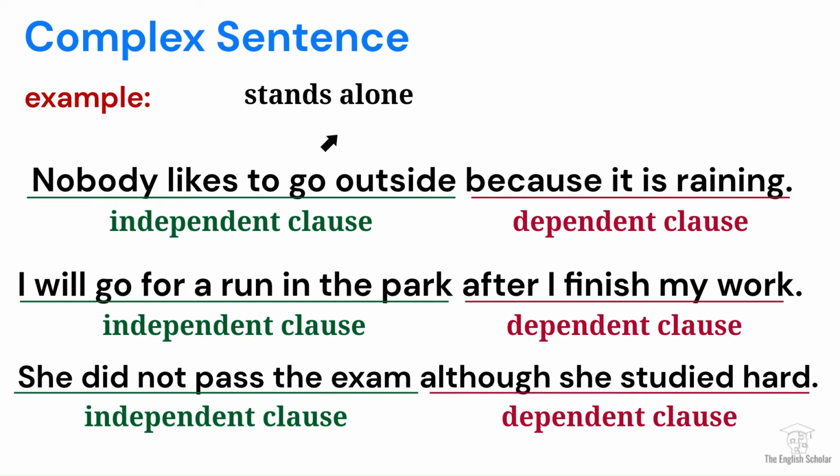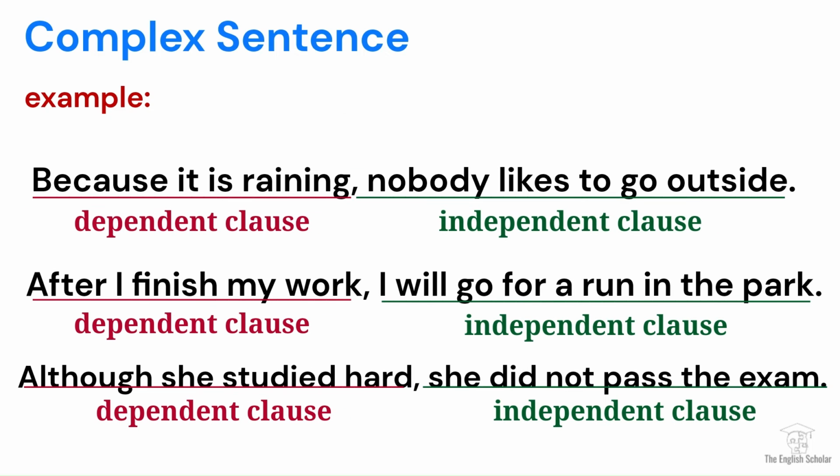Complex sentences in this form can be arranged in this way too. Because it is raining, nobody likes to go outside. In this format, we put the dependent clauses first before the independent ones, which is also fine. The only difference is that we have placed a comma. It is a must for this format. Please do not forget that. And notice how the sentences in different formats do not change their meaning.